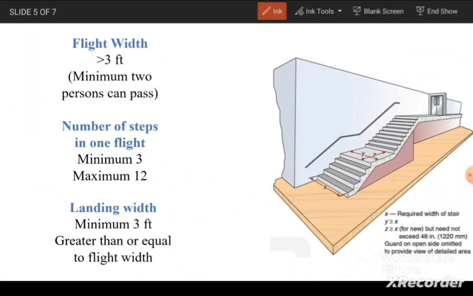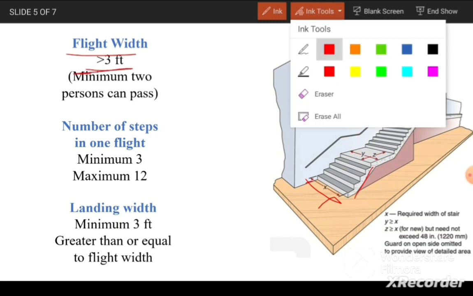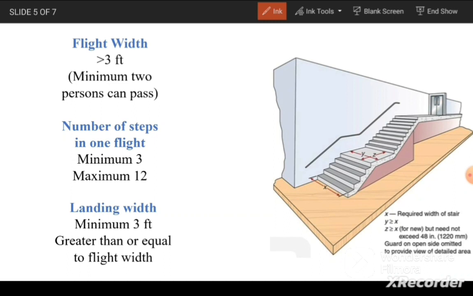The next is the flight width. The width of the flight, or the width of the tread, should be more than 3 feet. We keep this limit of 3 feet because at least 2 people should be able to pass each other, meaning they can move in the same direction or cross each other on the stairs. The minimum width should be 3 feet, and a flight can consist of a minimum of 3 steps and a maximum of 12 steps.